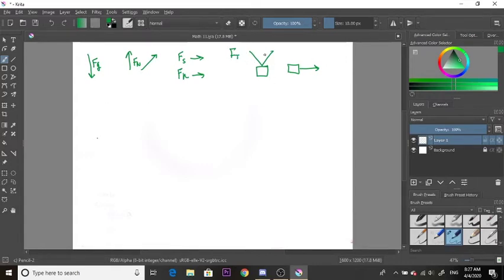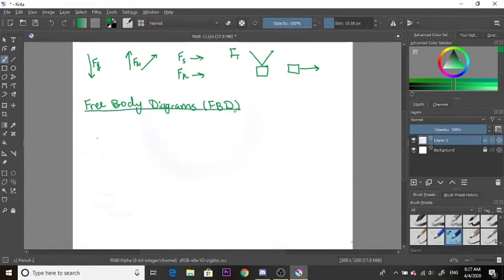So the next thing that we want to do is we want to take a look at a situation where we have multiple forces acting on one object, and we want to start to analyze that. And we're going to start by learning how to draw free body diagrams. Free body diagrams are abbreviated to FBD as well.